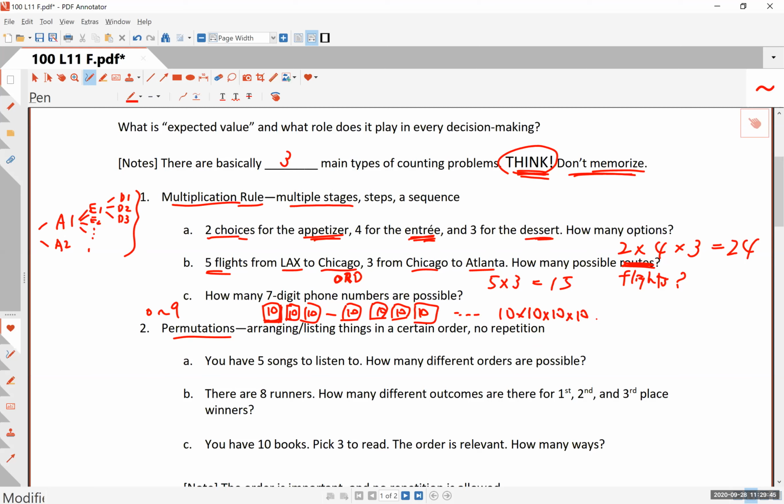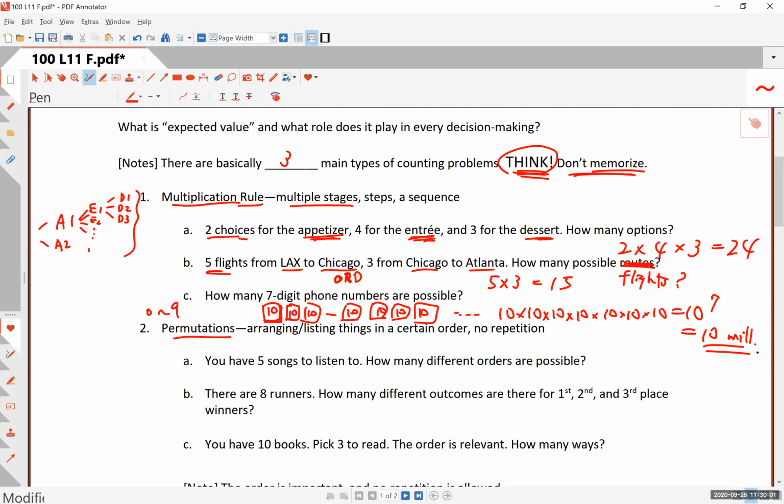just go ahead and write this. 1, 2, 3, 4, 5, 6, 7. And of course, you write this as 10 to the 7th, and that is 10 million. Remember, 10 to the 6th is 1 million, okay? So that's the answer. Remember, you just apply the multiplication rule.